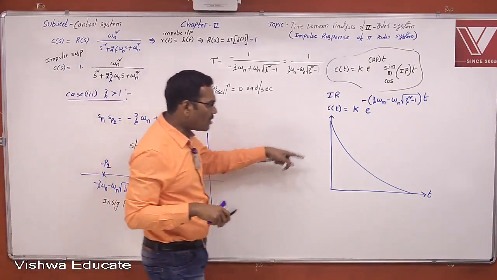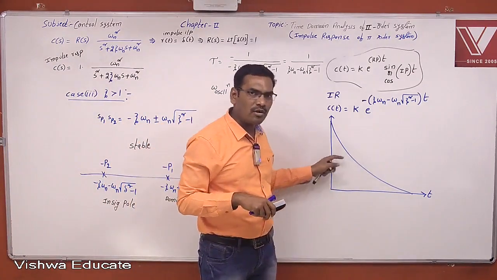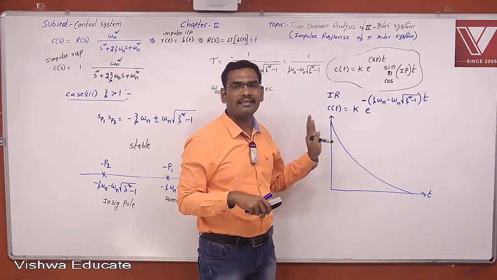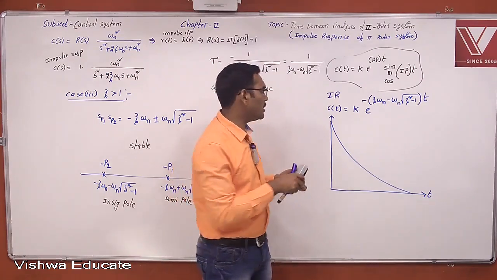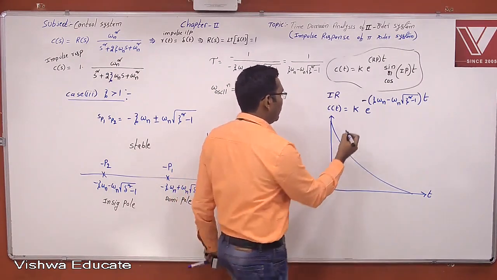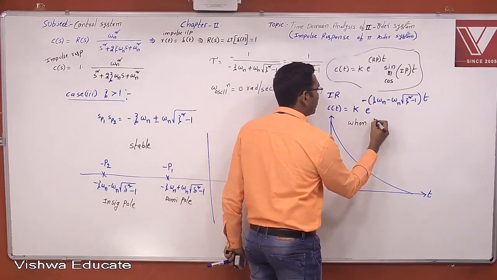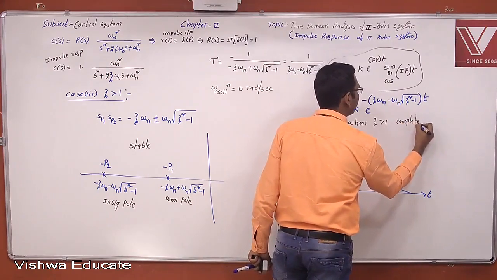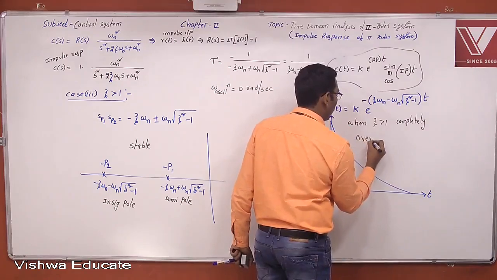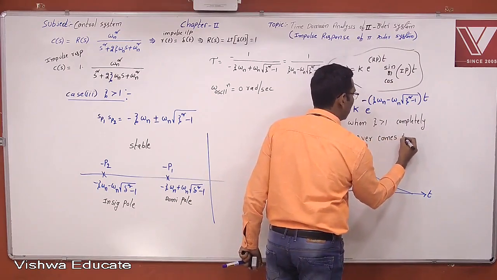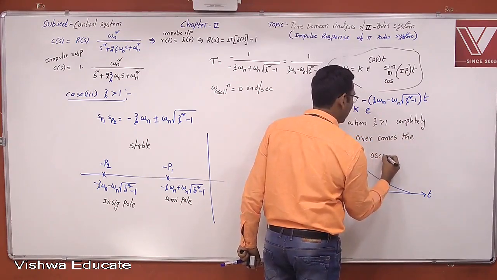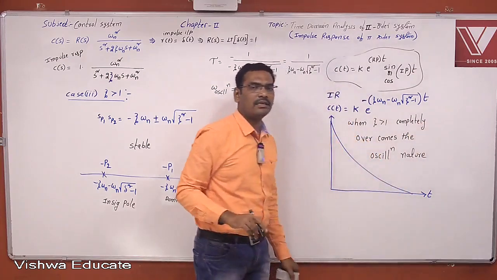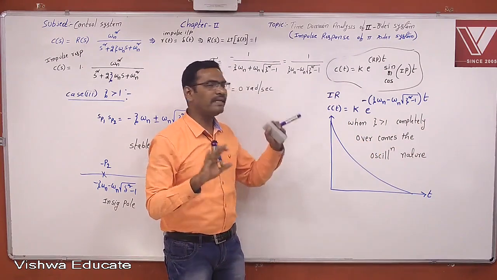Now can you see any oscillatory behavior here? Can you see any sort of positive half cycle? Can you see any sort of negative half cycle? No oscillations, nothing. It completely overcomes the oscillation nature when damping factor zeta is greater than 1. Therefore, when zeta is greater than 1, the oscillatory nature is completely eliminated, completely overcome.